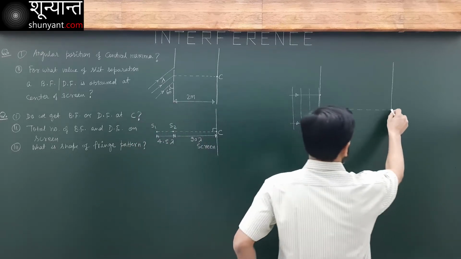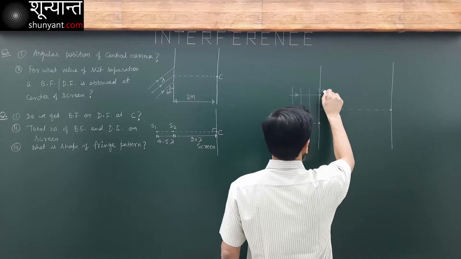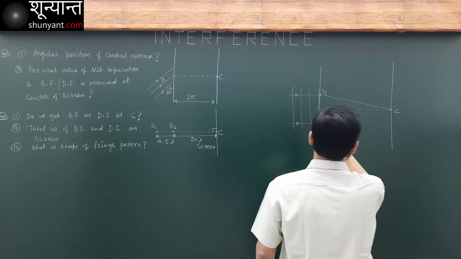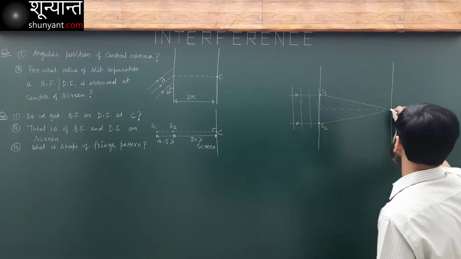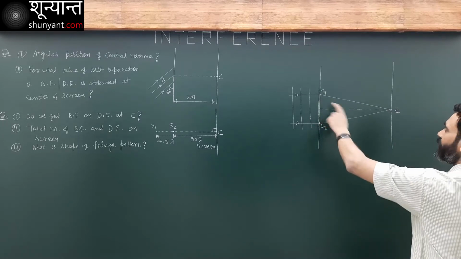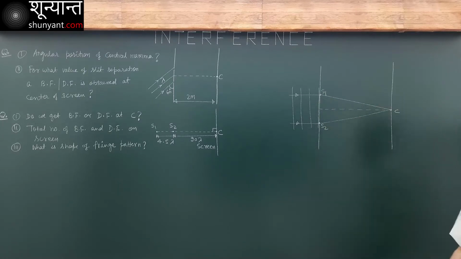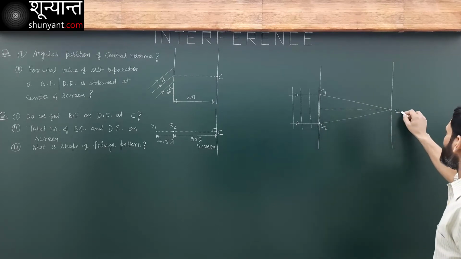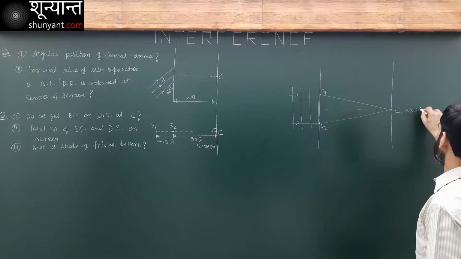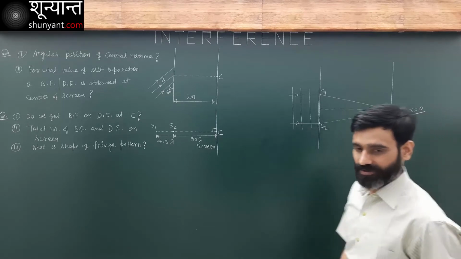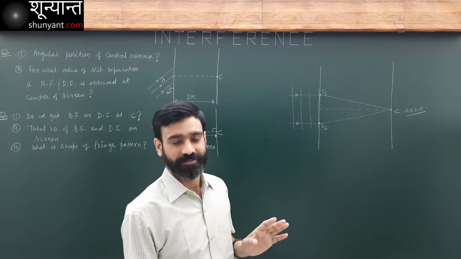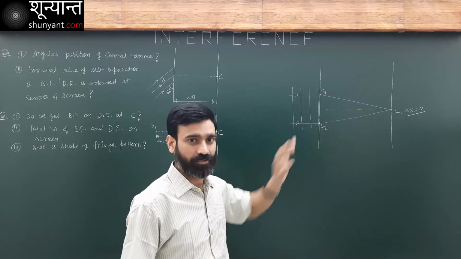Now this is S1, this is S2, and this is the center of the screen. To reach this point, both are traveling the same distance. That's why the path difference here is 0, and I get a bright fringe. We call it the zero order bright fringe, because the path difference is 0.